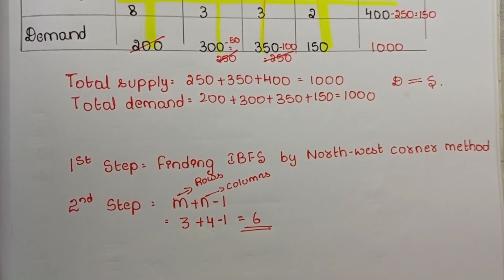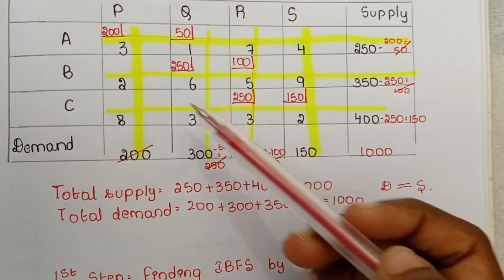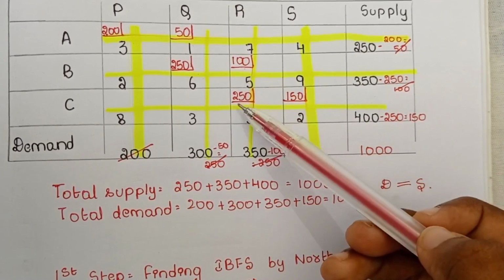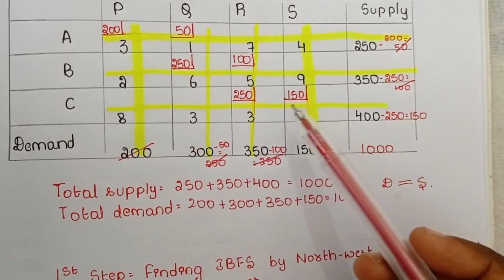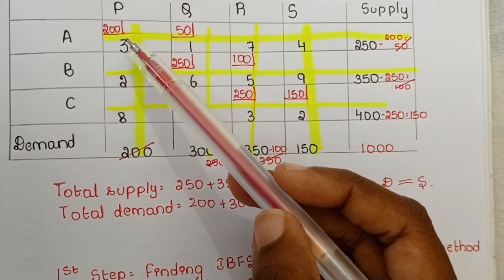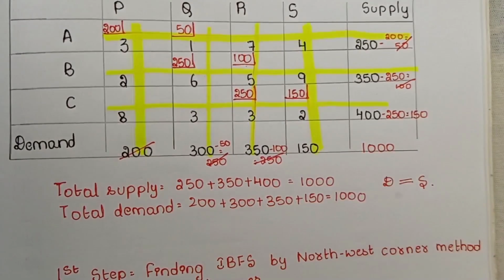So let's identify how many we have allocated. We have allocated here, here, here and here. Let me count how many allocations there are: 1, 2, 3, 4, 5 and 6. So the number of allocations is also 6. You should not count all the values inside this matrix. You have to count only the cells where you have allotted. So I have allotted here: 1, 2, 3, 4, 5 and 6. So the number of allotments is 6.